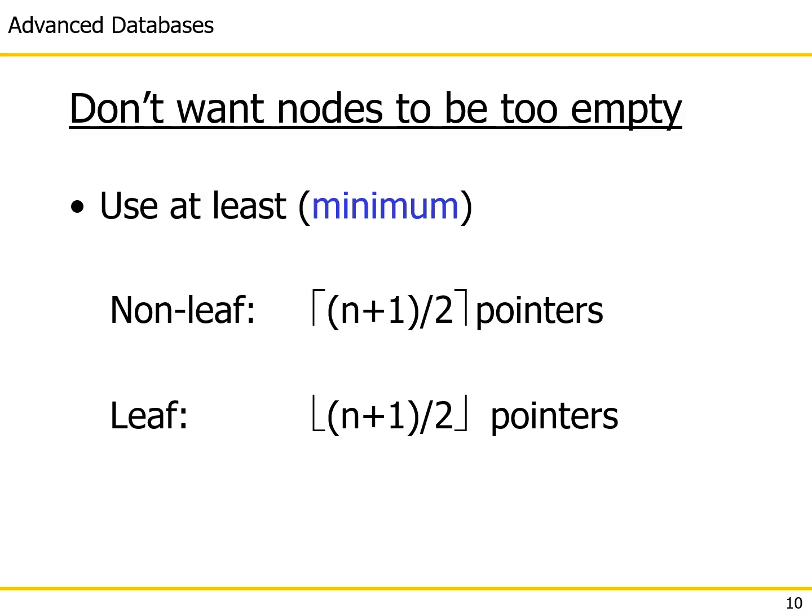Now we come to the important feature of B+ trees, which is this notion of the tree always balancing itself. The way the B+ tree enforces self-balancing is by setting a minimum number on the pointers and consequently keys that could exist in each of the leaves and the non-leaves.